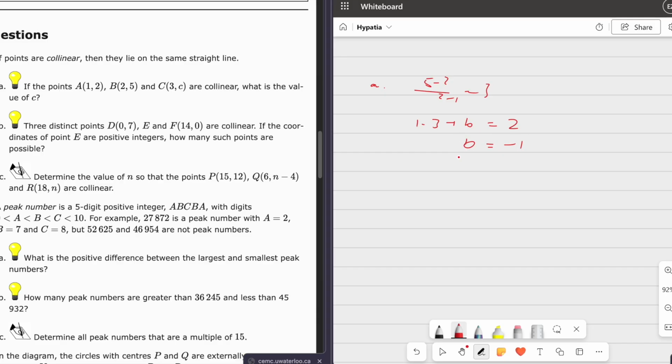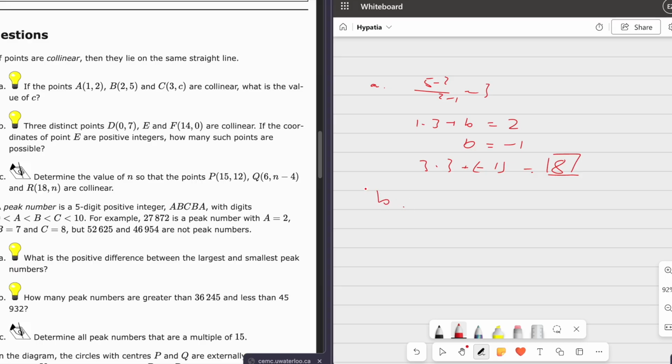And then we do 3 times 3, substitute the slope into the point C, and then plus the y-intercept minus 1. And we get our C value is 8. So this is our first question's answer.